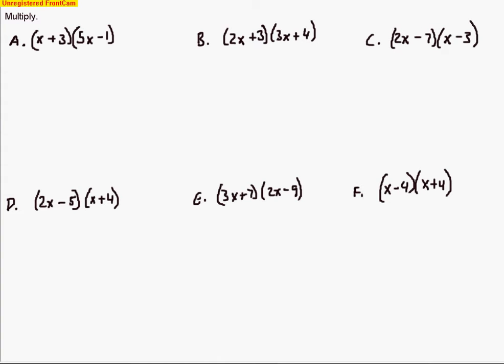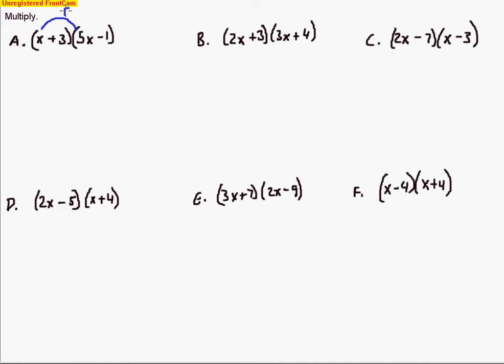This is a review on using the FOIL method. However, what I'm going to be going over is some concepts that will help us when we are factoring, when we're going from a sum to a product. Here we're going from a product to a sum. So, first thing we're going to look at is multiplying the first terms.